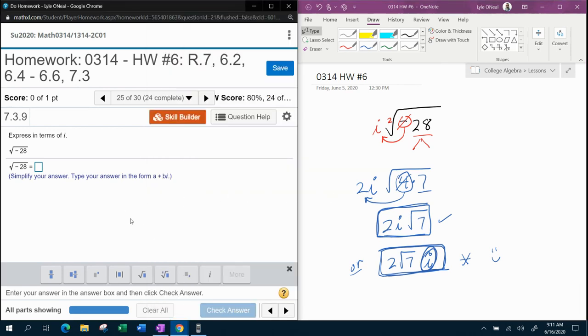All right, here we go. We've got 2 square root of 7. Don't forget to move the i out from under the square root.